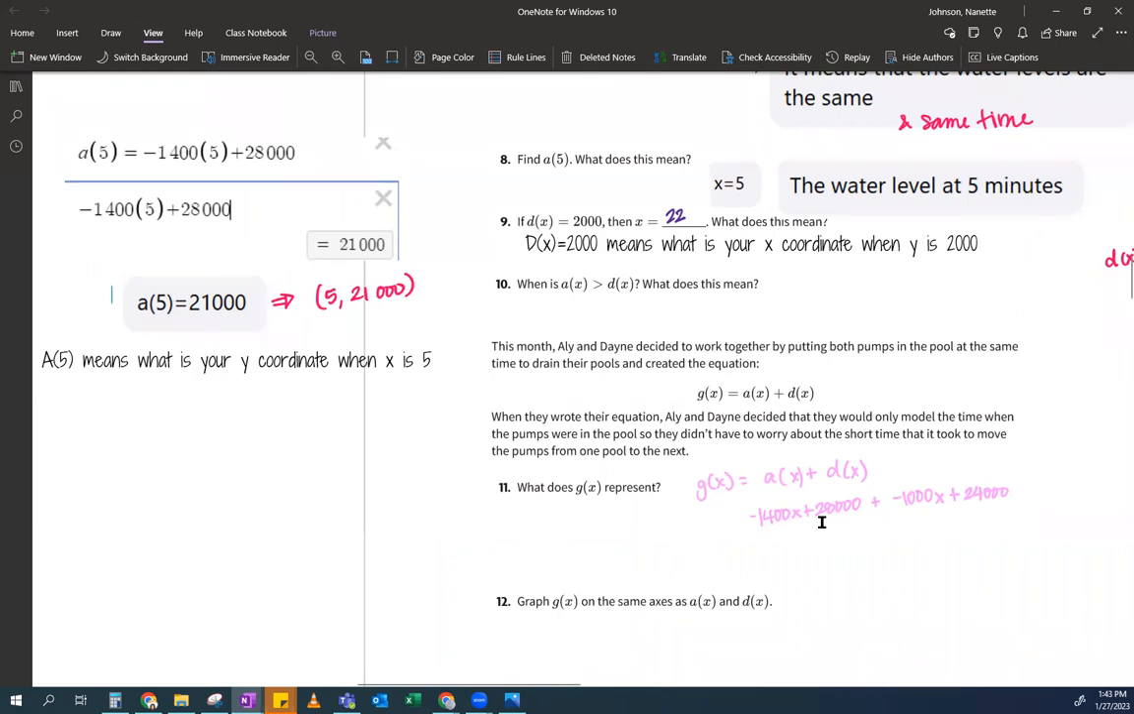Looks kind of crazy. Can we clean this guy up a little? Does anybody see anything that I could do to make this look a little bit cleaner? Yeah, add the numbers. 28,000 plus 24,000, you guys already calculated, was 52,000. Perfect. Anybody see anything else you can add? Yeah, the X's. Negative 1,400X plus negative 1,000X is negative 2,400X. So this represents a whole lot of water and a whole lot of draining rate at the same time.